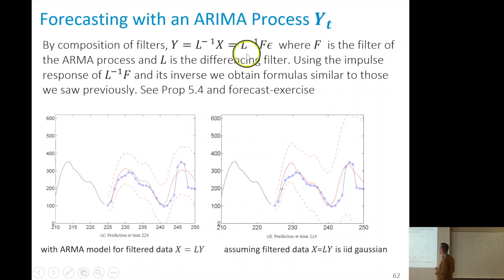Therefore, by recursively taking the formulas of the filter, we can do the forecast given that we know how to forecast epsilon. Right? The forecast of epsilon t plus 1, having observed everything up to epsilon t, is 0, because it's a zero mean independent noise sequence. Here is what we obtain. This is the forecast in red line. This is the prediction interval. And here I'm recalling what we did last week when we assumed that X was RID Gaussian.